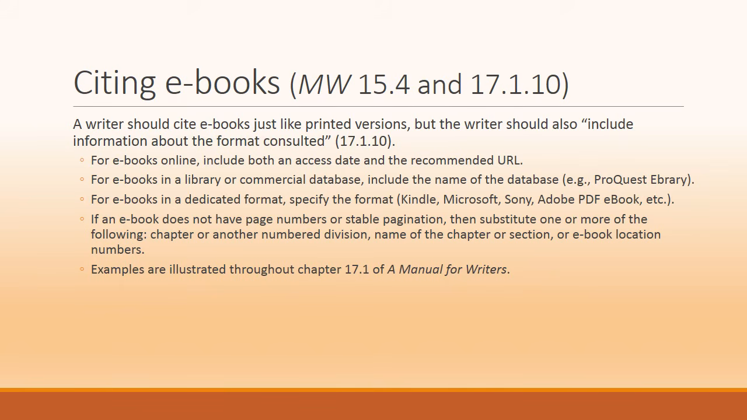If an ebook does not have page numbers or stable pagination, what does one do? Well, one should substitute one or more of the following: the chapter or another numbered division, the name of the chapter or section, even subtitles, or ebook location numbers. Examples are illustrated throughout Chapter 17, Section 1 of A Manual for Writers.